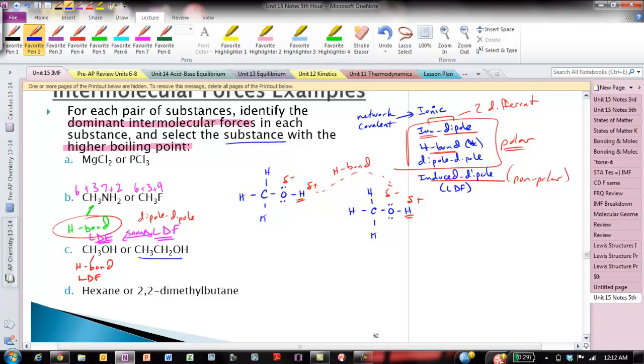Then we got to look at ethanol, which is CH3CH2OH, where H is. I'll draw 2 of them, so we can see inter.